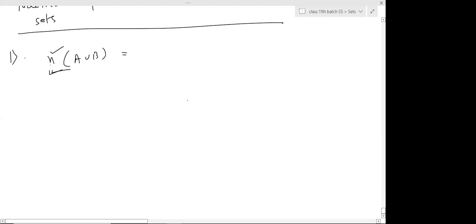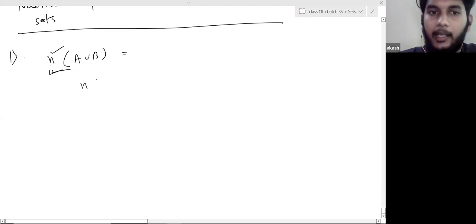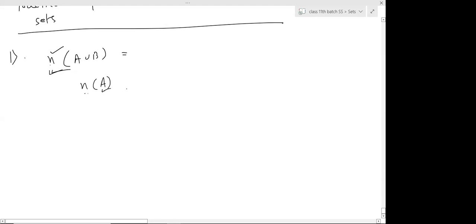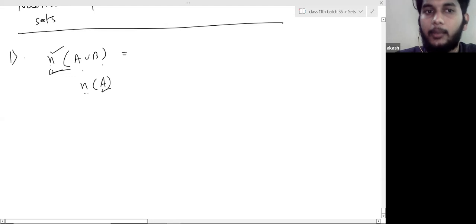I'm not really sure. If I write n of A, that means, remember cardinal number, right? Number of elements in A is represented by n of A. So number of elements in A union B is represented by n of A union B.